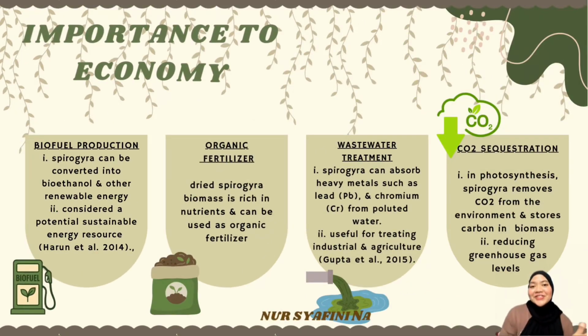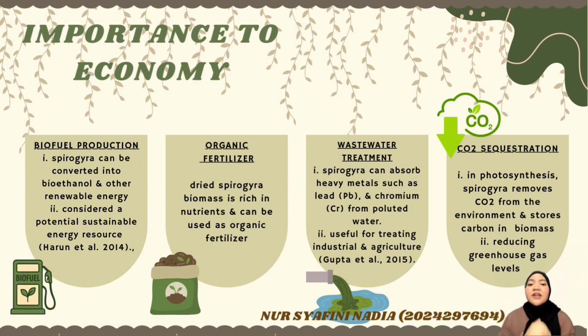Beyond ecology, Spirogyra also holds an important part in the economy. The first one is biofuel production. Biomass from Spirogyra can be harvested and converted into bioethanol and other forms of renewable energy because it grows rapidly and doesn't compete with food crops. For agriculture land, it is considered a highly promising sustainable energy resource for the future.